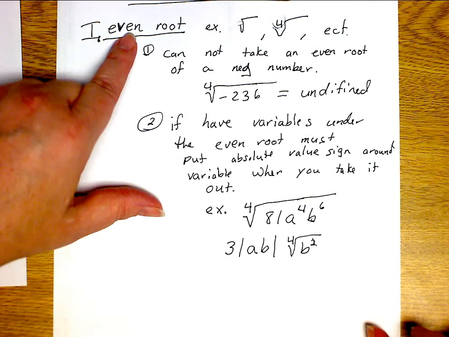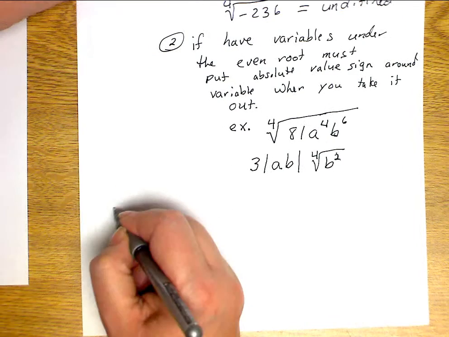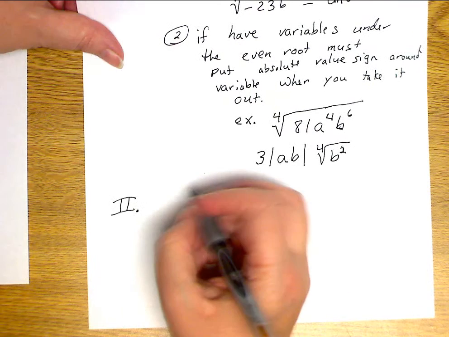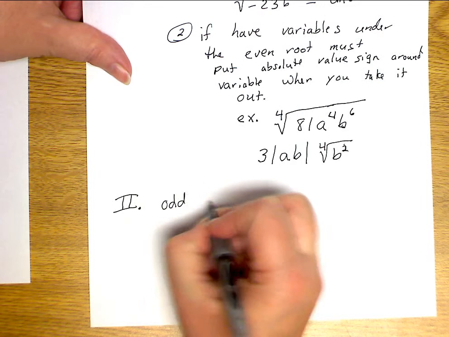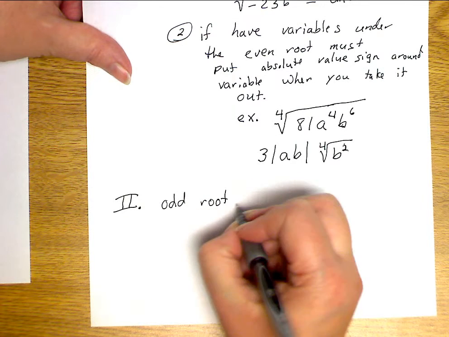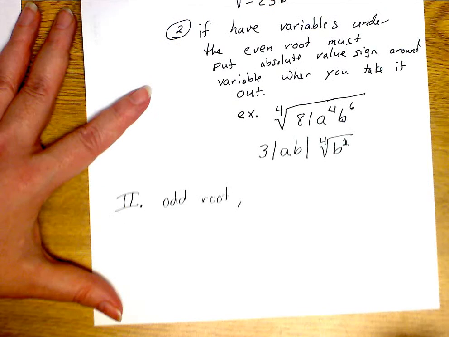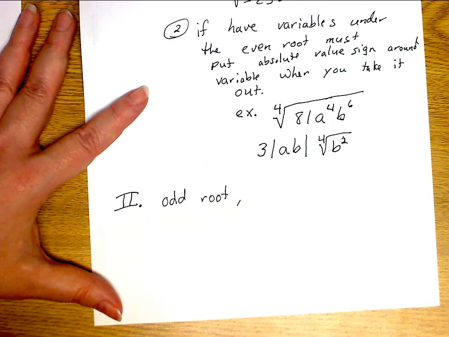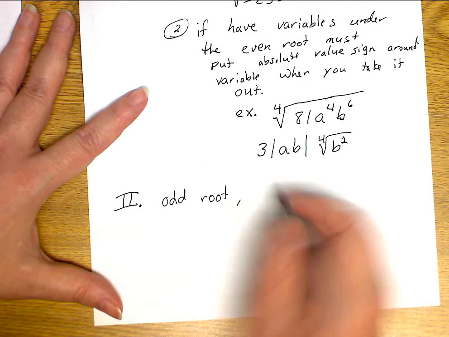You're going to love odd rules. You really will like it. Odd rules, so, odd roots. You can take the odd root of anything. You don't have to worry about the absolute value. You don't have to worry about anything. So with odd roots, just take the root.